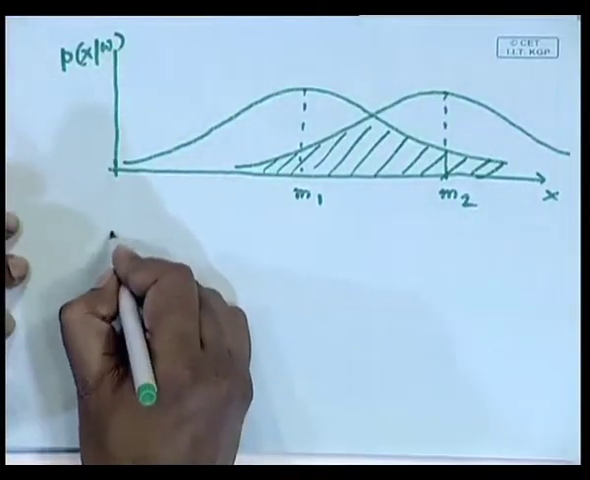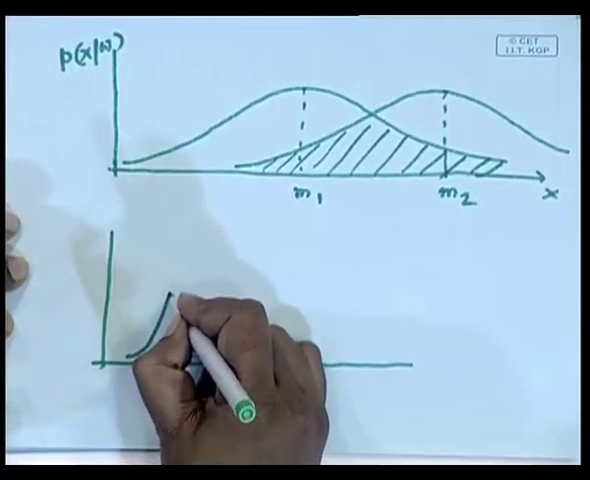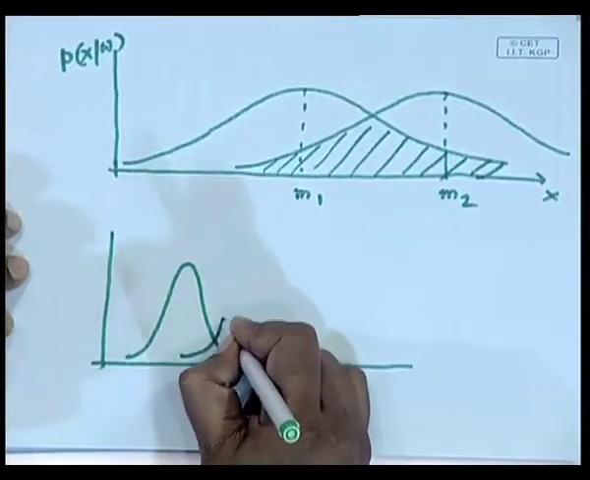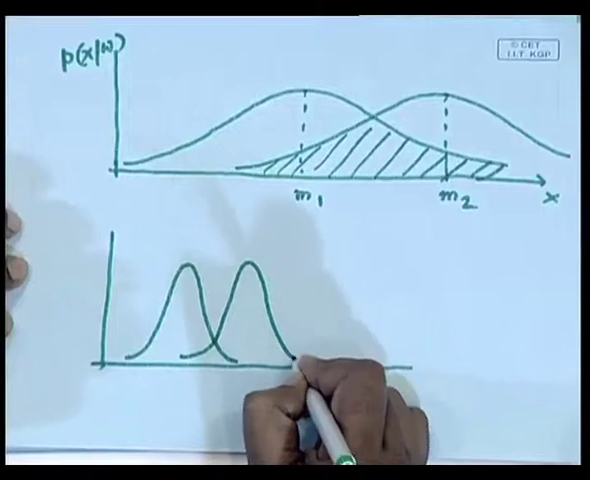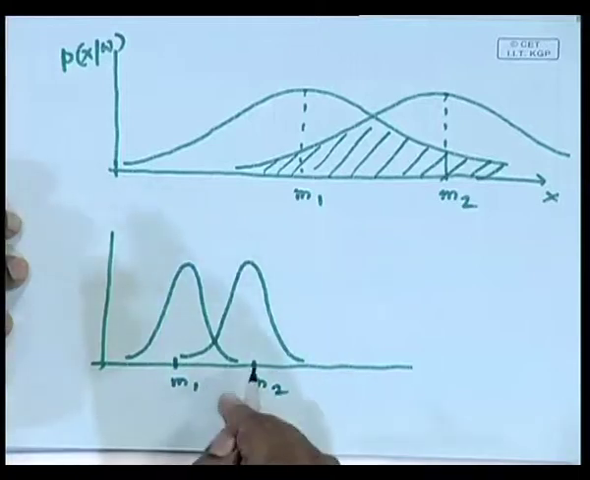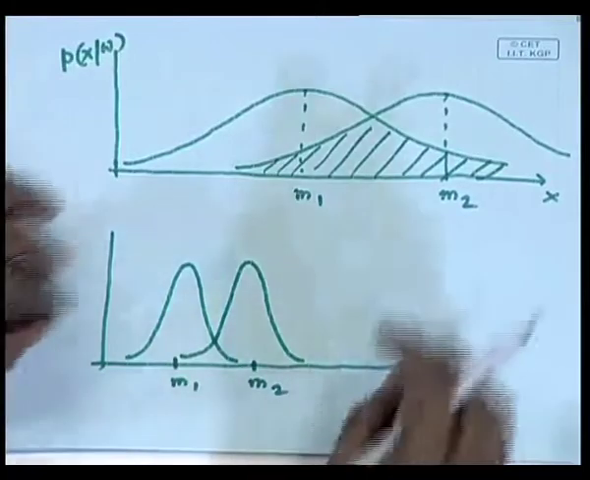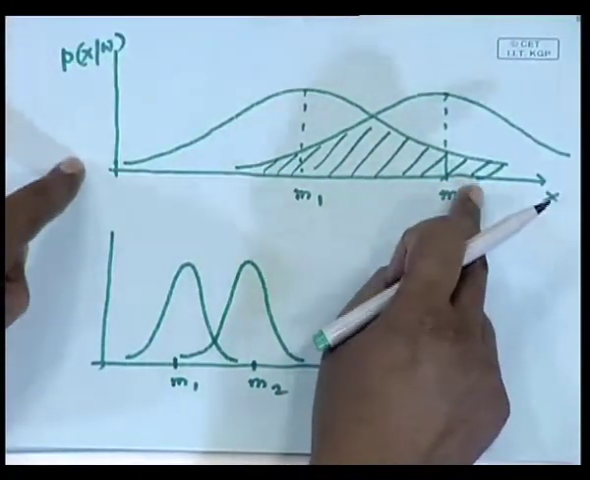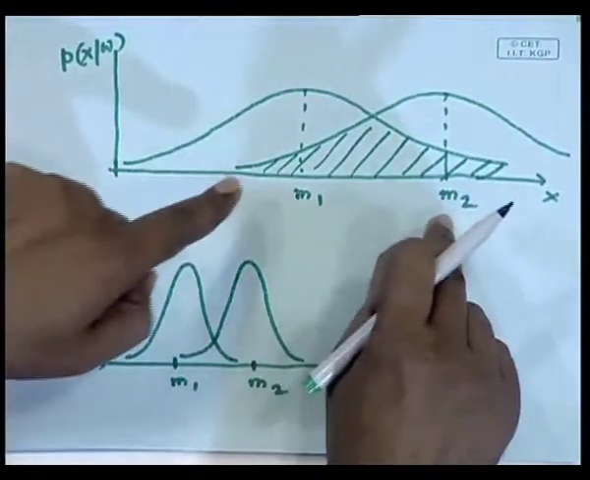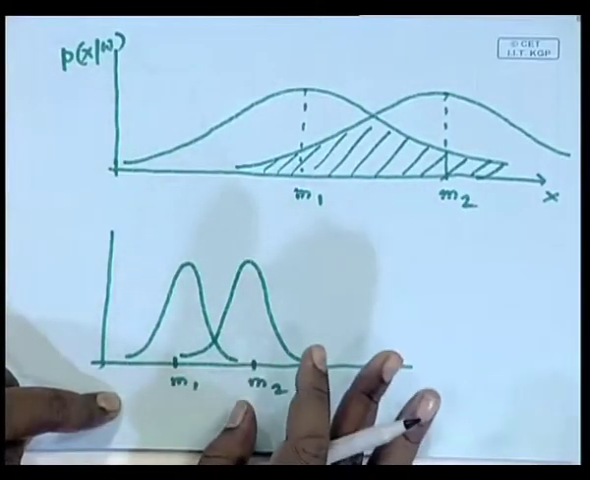Whereas, if I have a distribution of this form where the variance is very small, m 1 is somewhere over here, m 2 is somewhere over here. Okay. So, in this situation, I do not need that much separation which I need in the first case. Here the separation between m 1 and m 2 can be much less than this, but even then my total error will be under control.